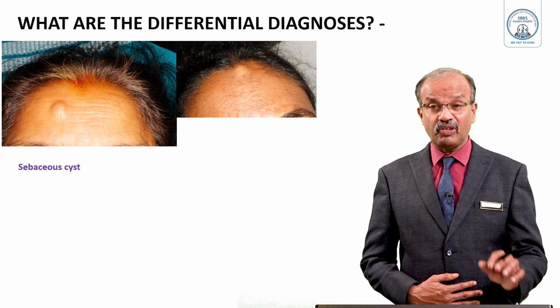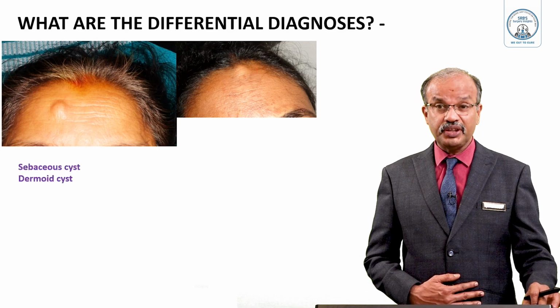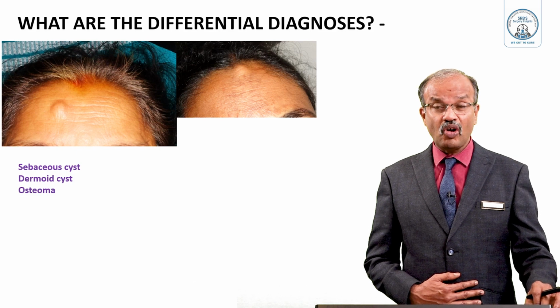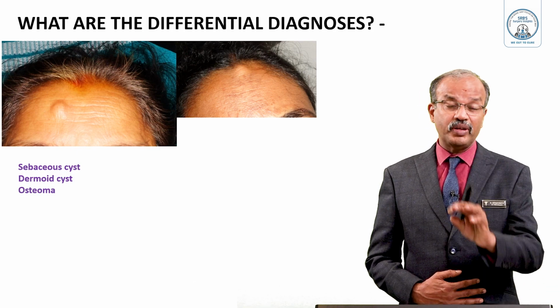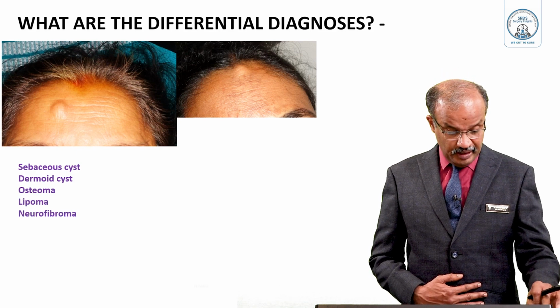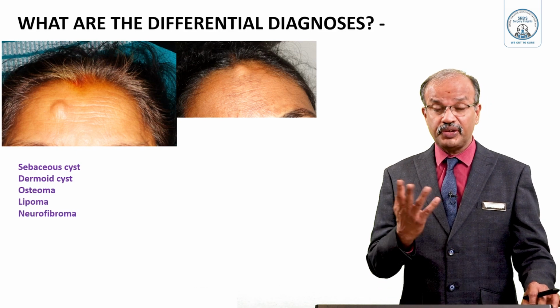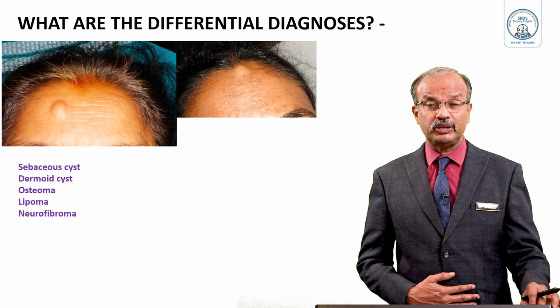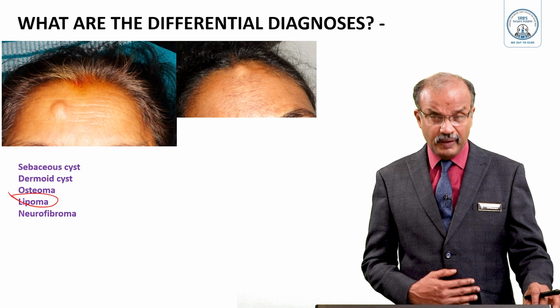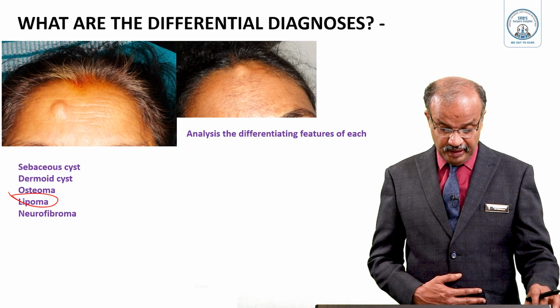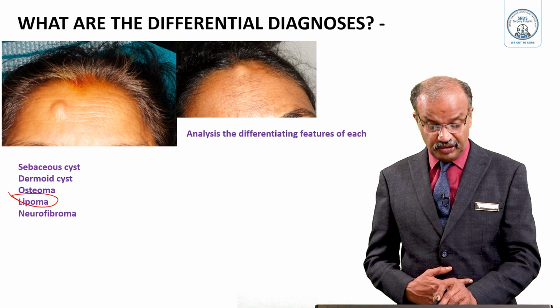So sebaceous cyst, a common thing. Dermoid cyst, again common. Osteoma, uncommon, but it definitely occurs in this area. Osteoma is seen commonly in the skull and flat bones. And lipoma, a universal tumor, you know that it can occur anywhere. The commonest benign tumor in the body is lipoma. Neurofibroma, again from the nerve. So analyze the differentiating features of each.